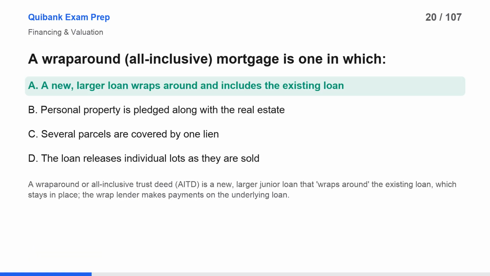The answer is A. A new, larger loan wraps around and includes the existing loan. A wraparound or all-inclusive trust deed is a new, larger junior loan that wraps around the existing loan, which stays in place. The wrap lender makes payments on the underlying loan.